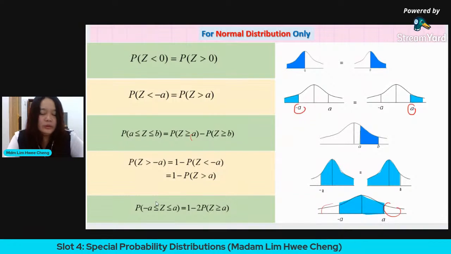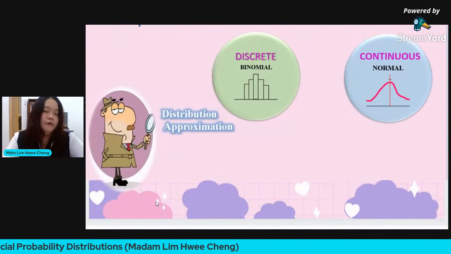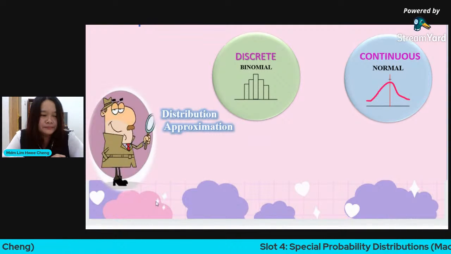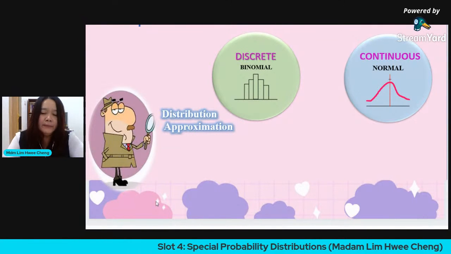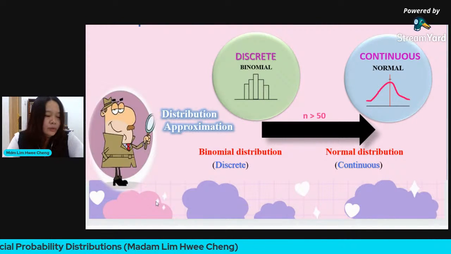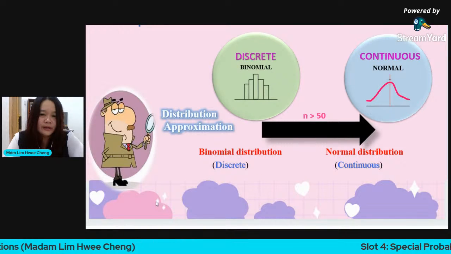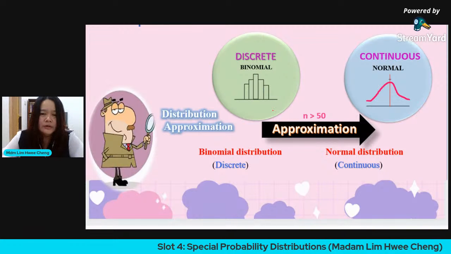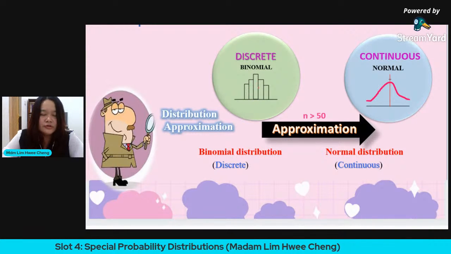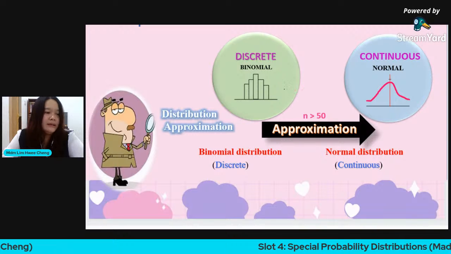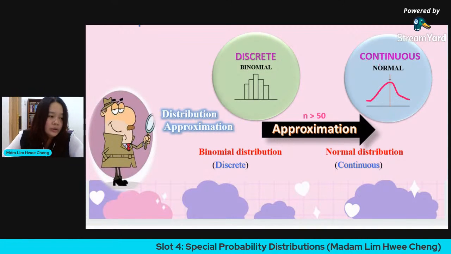After this we go to the final part, distribution approximations. For your syllabus, we only do the approximation from the binomial to the normal. We will do this when your n is greater than 50. That means I am going to change from the discrete binomial to the normal, so I am changing my distribution from discrete to continuous.